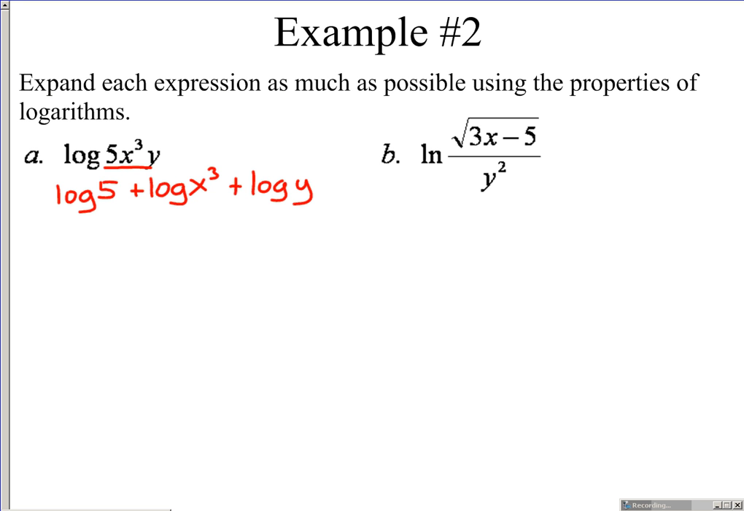Continue expanding as much as possible. Our middle logarithm here, log of x cubed. What can we do with this exponent on the argument? We can pull that out front. So we end up with log of 5 plus 3 log x plus log y.